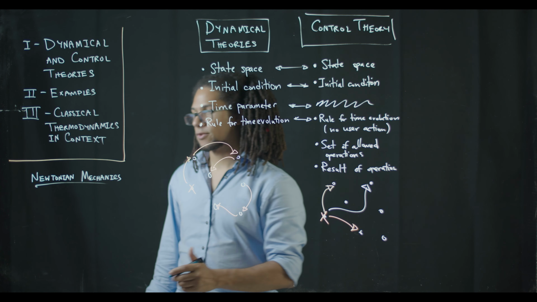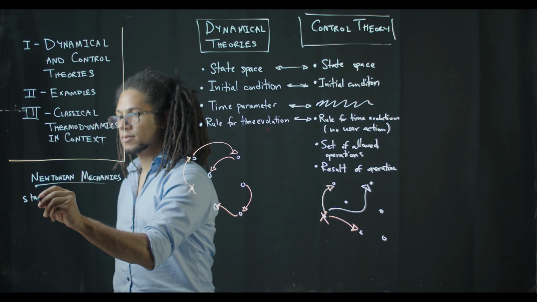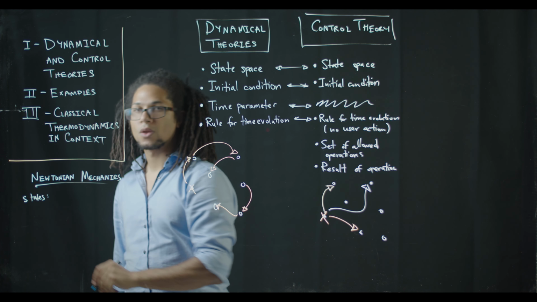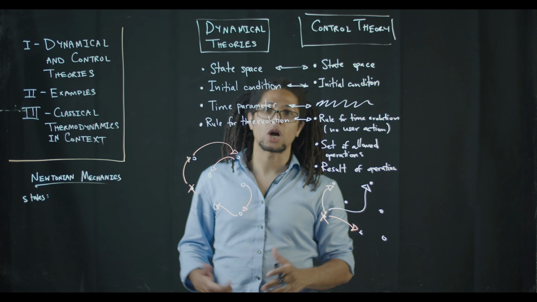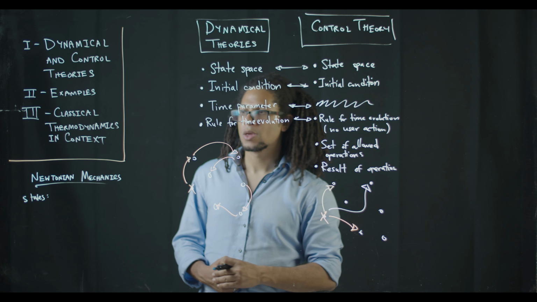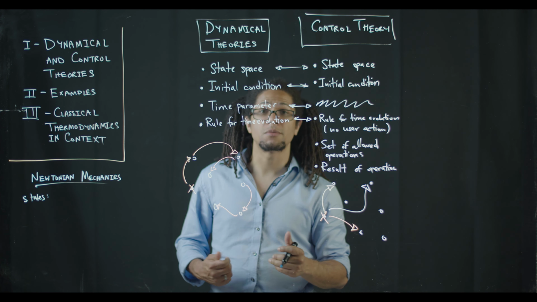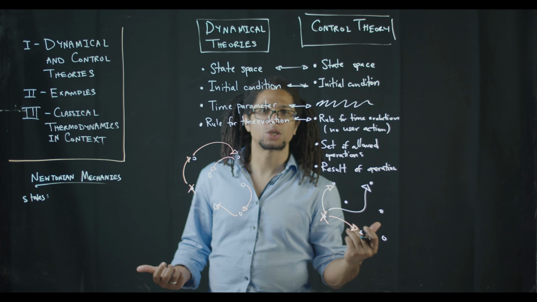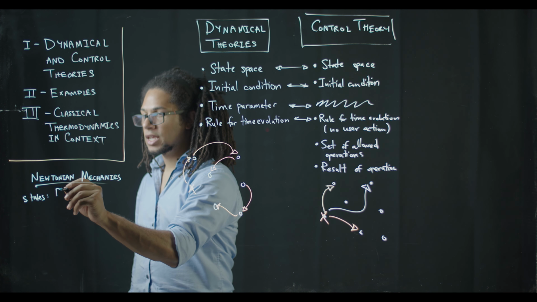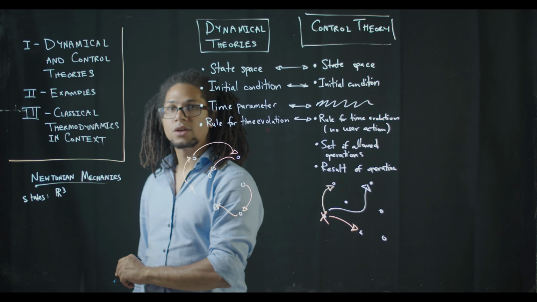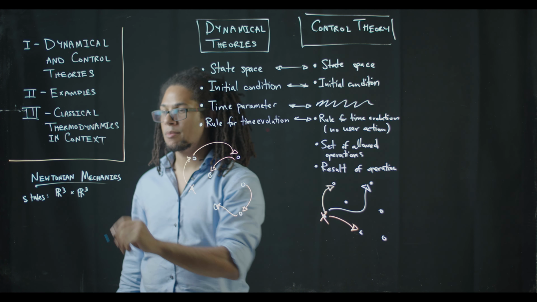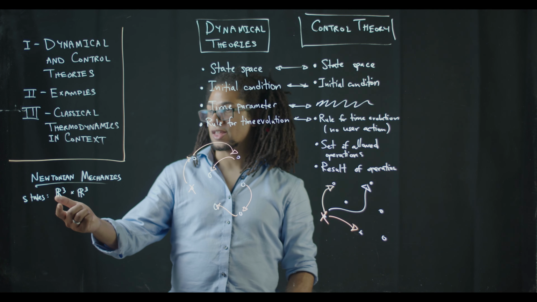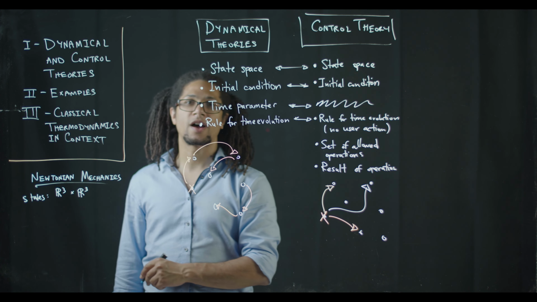Now, what's the state space for Newtonian mechanics? Well, it's the set of positions and momenta. Let's say that we're talking about a single particle, and that particle is living in 3 dimensions. Or positions and velocity. So in that case, the state space looks like R3 Cartesian product R3. In other words, we need 3 parameters that are all real to specify the position, and 3 to specify the velocity.